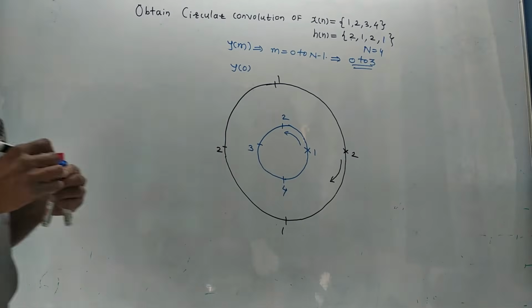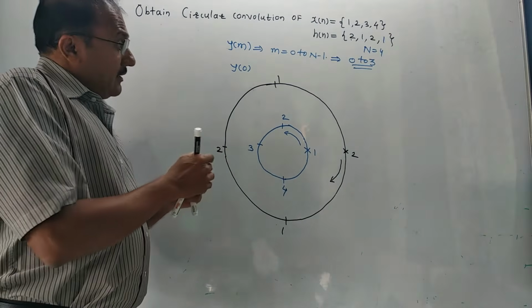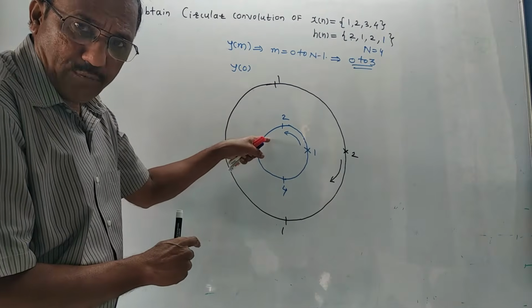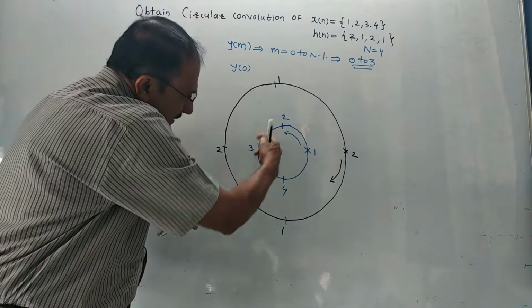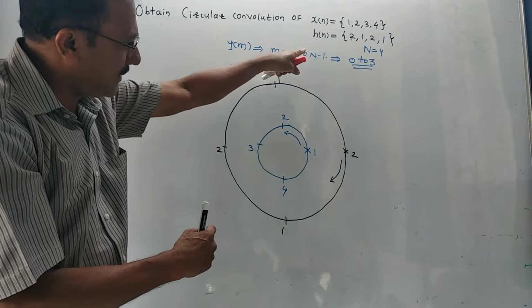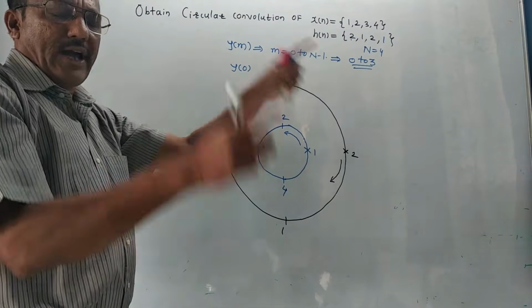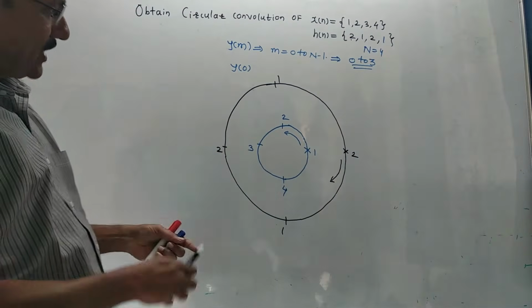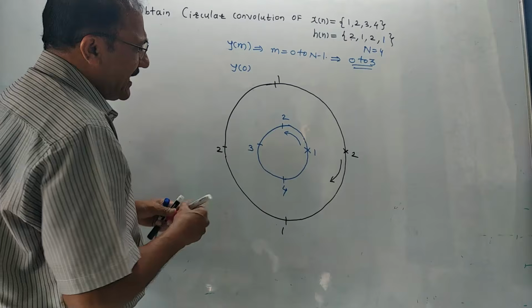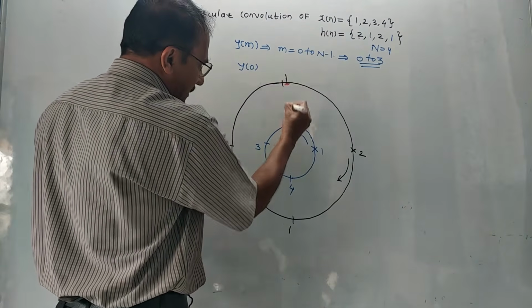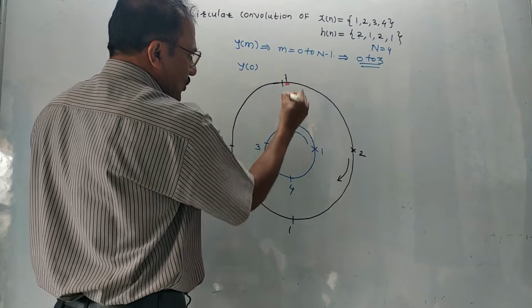That's it. Now, remember this rule. Listen carefully. The first circle is x of n, the inner circle. All the samples are plotted in anti-clockwise direction. The outer circle is the circle for h of n. Take this as a starting point and plot the samples in clockwise direction. Now, consider nearby elements. For example, this is 2 and this element is 1. Take the multiplication of nearby elements. So it is 2 into 1.